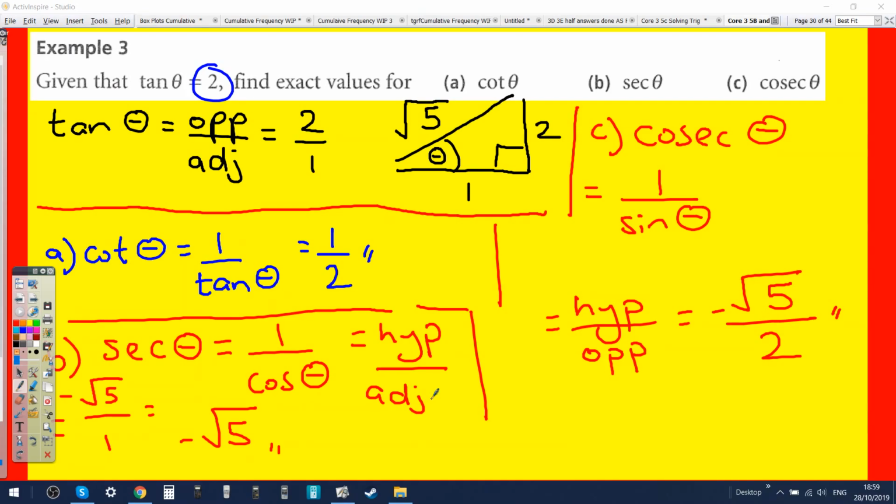If it says tan theta is 2, then theta is either between 0 and 90 because it's positive, or 180 and 270. If it's between 0 and 90, everything is positive. If it's not, then the other two, cos and sine, would be negative.